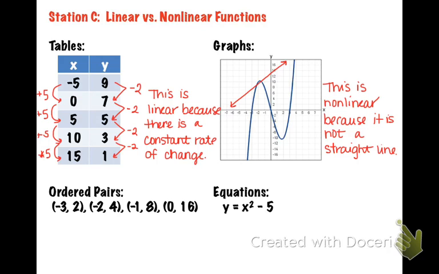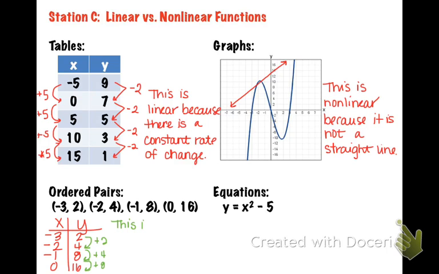Those ones are easy. Ordered pairs, the best way to look at this is to put them into a table because we want to be able to see rate of change like we did before. So we have -3, 2; -2, 4; -1, 8; and 0, 16. So we want to look at the rate of change here. The x's are going up by 1 every time. So here I do +2, and then +4, and then +8. So you can tell this is nonlinear.